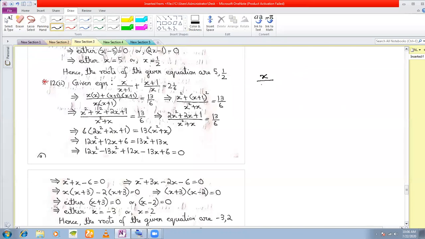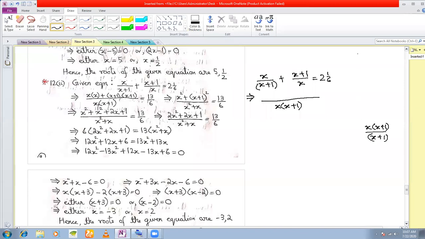I have x by x plus 1 plus x plus 1 by x is equal to 2 1 by 6, a mixed fraction. Take the LCM. LCM will be the product of the denominators, x into x plus 1. Now here you have x plus 1. What you do is from the LCM you divide x plus 1, isn't it?